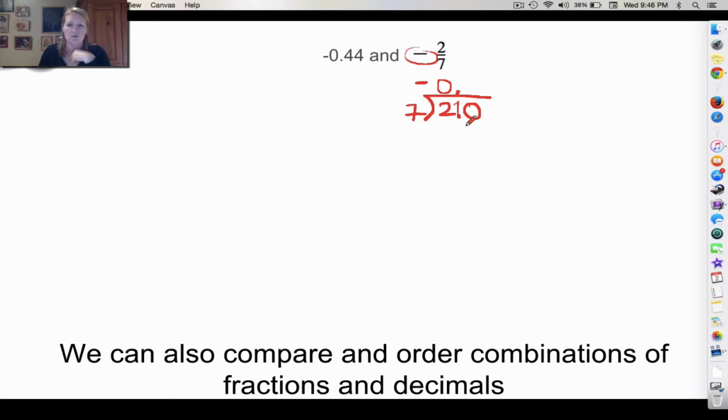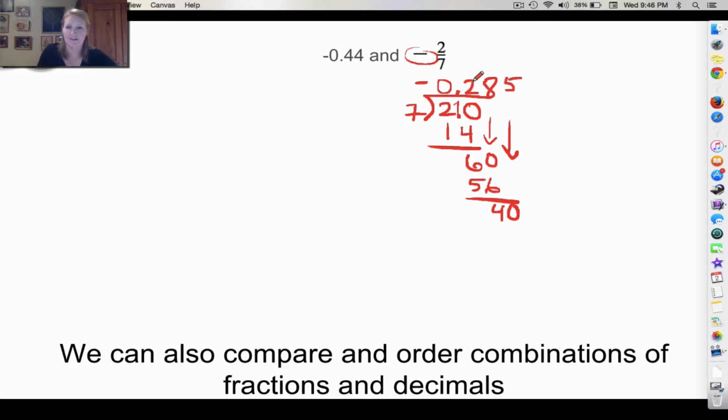Does 7 go into 20? Yes, it does. It goes in 2 times: 14, 6. We bring a 0 down. Does 7 go into 60? Yes, it does. It goes in about 8 times to give us a lovely 56. And then we go 40. We get another 0 down here. Does 7 go into 40? Yes, it does. Perhaps 5 times.